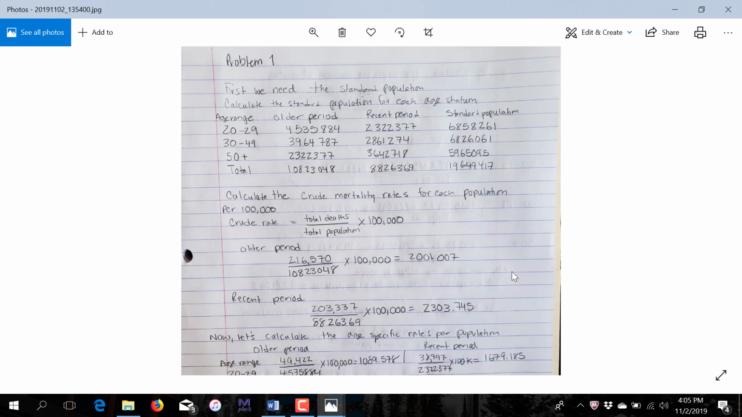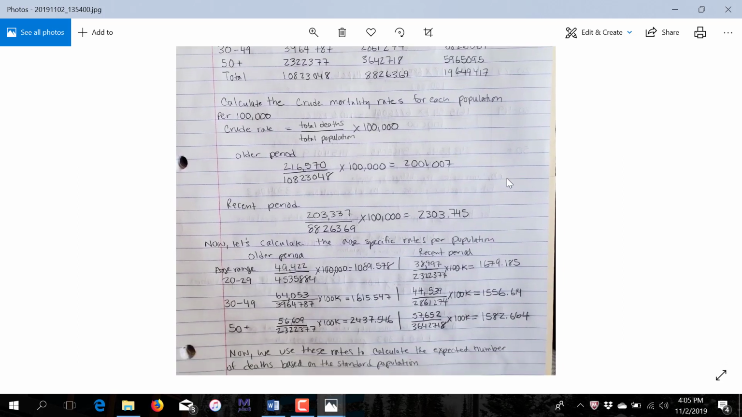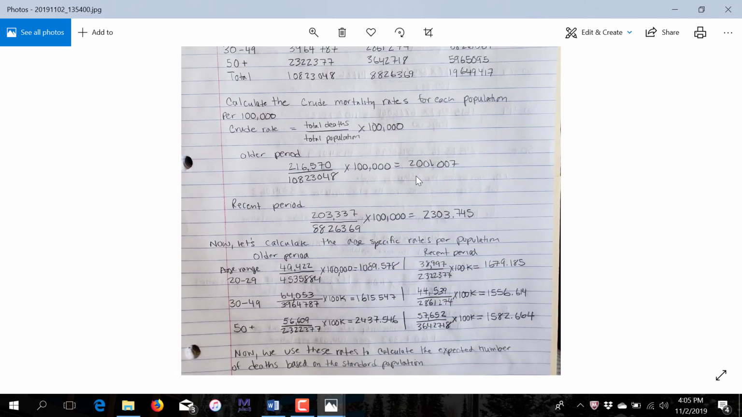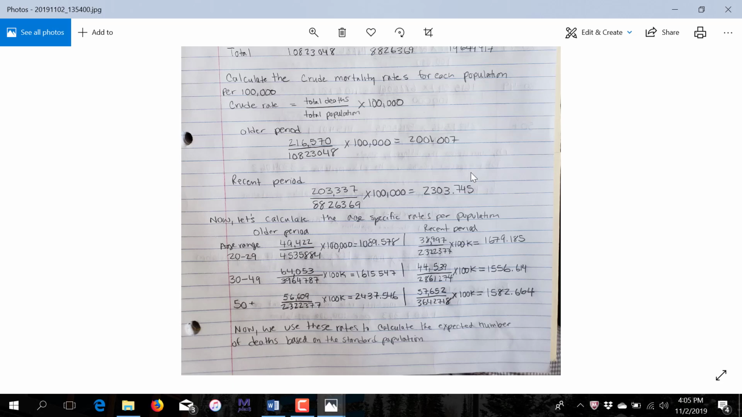Okay, so these are the crude mortality rates for the older period and then for the recent period. We see that the mortality rate is higher in the recent period than it was in the older period. Again, that's confounding to us because we think, wait a minute, in the old days people had worse medical care, so how could their mortality rates be lower than the rates now? It may have something to do with age, so that's what we have to look at. So let's calculate the age-specific rates per population.